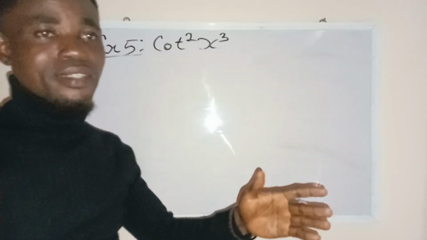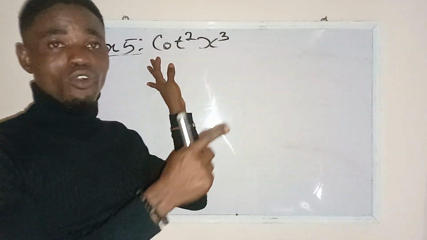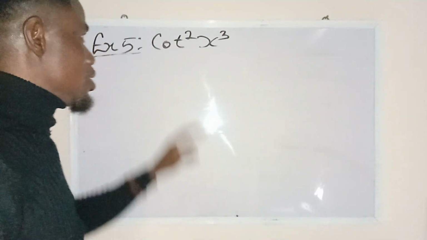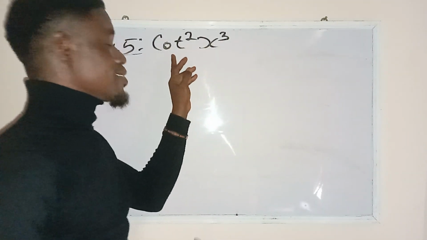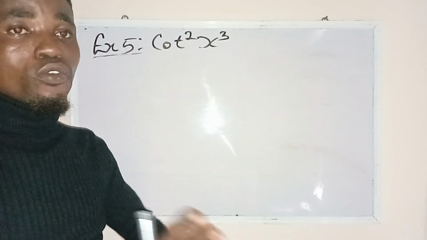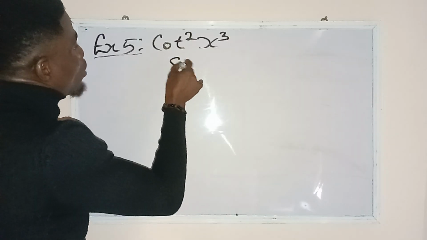Let's take this as the last example under derivative of trigonometric functions. This is the last example, and after this one, we are going to move on to derivative of logarithmic functions. Okay? Now, how do we go about this?